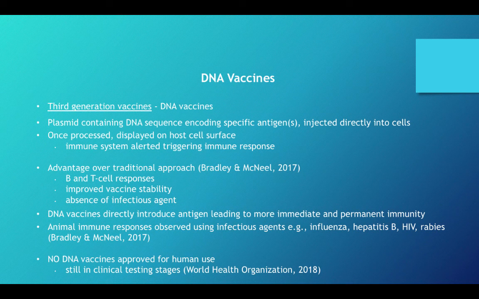A DNA vaccine is when a plasmid containing a DNA sequence encoding for specific antigens is directly injected into recipient cells. Once processed and displayed on the surface of the host cell, the immune system is alerted, triggering an immune response. The potential advantages over current techniques include both B and T cell responses, an improved vaccine stability, and the absence of any actual infectious agent. These DNA vaccines would directly introduce the antigen, leading to a more immediate and permanent immunity. Animal immune responses have been observed using infectious agents. However, no DNA vaccines have been approved for human use and it is still in the clinical testing stages.